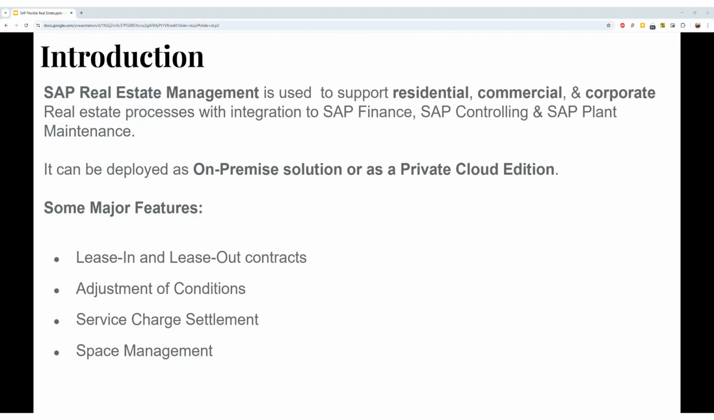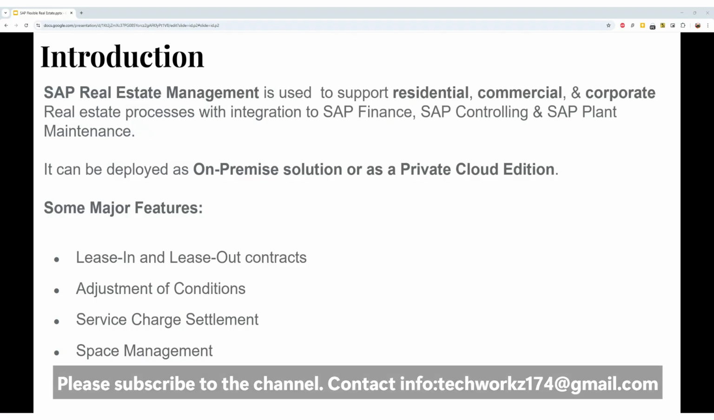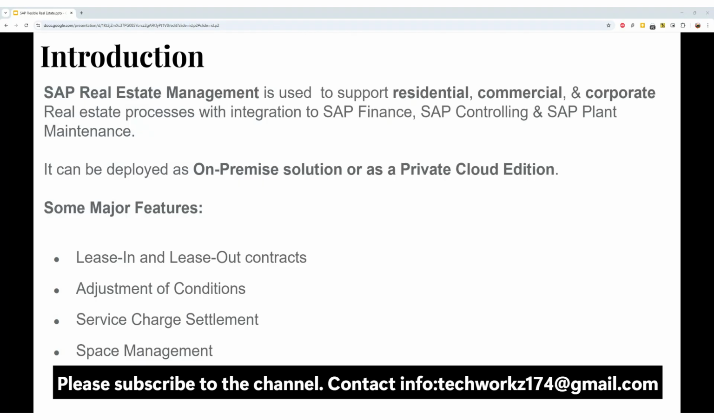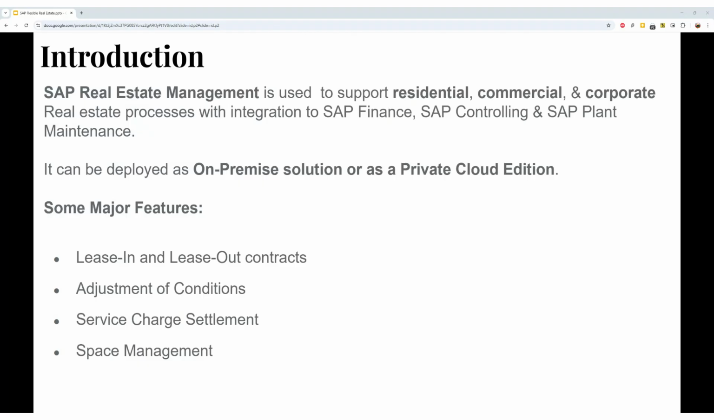Like I said, SAP Real Estate is generally used to manage your residential, commercial, and corporate real estate processes. It is very much integrated with finance, controlling, and plant maintenance, and we can deploy the solution on-premise or as a private cloud solution also. Now, some of the major features in SAP Real Estate: first is to manage the lease-in and lease-out contracts, adjustment of conditions, service charge settlements, and space management.